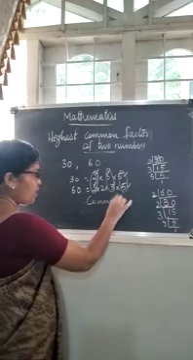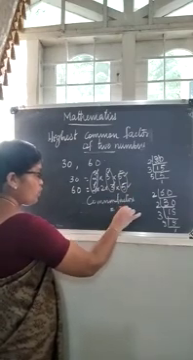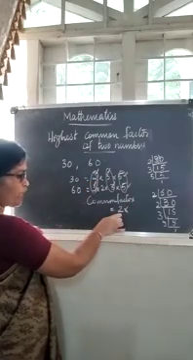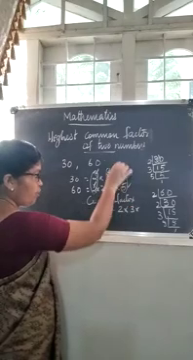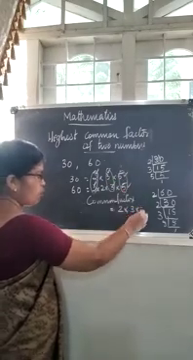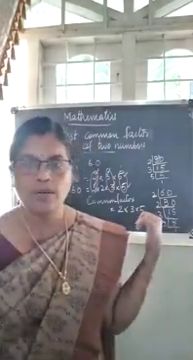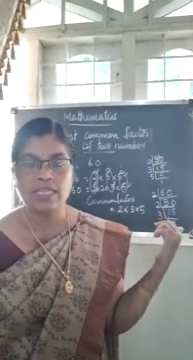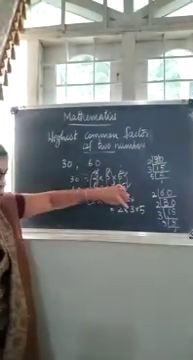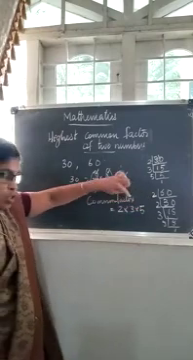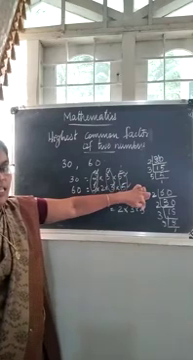Common factors: 2 is there for both, so we can write one 2. Then 3 is common there, so let us write 3. Then 5 is there for both the numbers, so 5. So 2 into 3 into 5, this is the common factor. Now let us write the HCF, highest common factor. Highest common factor is to multiply all the common factors. That is 2 into 3, 6, 6 into 5, 6 fives are 30.